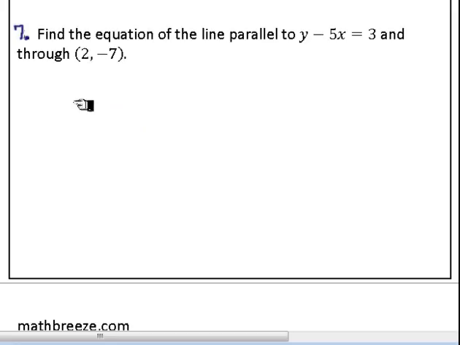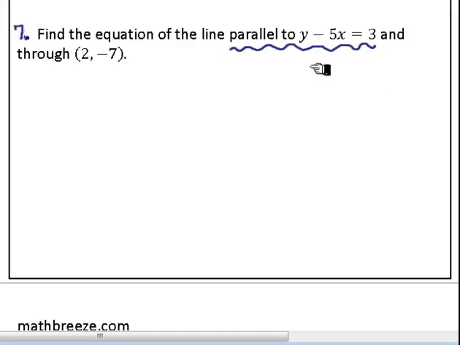Okay, number 7, we want to find the equation of the line parallel to y minus 5x equals 3 and through point (2, -7). So we have this information that the line we're trying to find is parallel to this line. From this information, we're going to get the slope, because remember that parallel lines have the same slope. So we want to know what is the slope of this line.